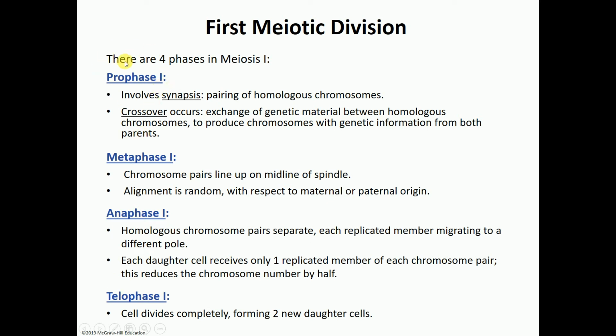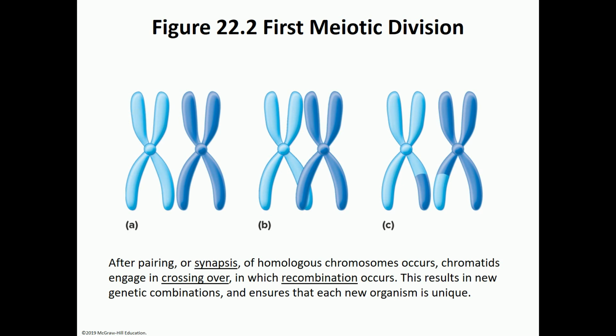So prophase 1 is very unique because it involves three different things. It involves synapsis, which is the pairing of these homologous chromosomes. It also involves a process known as crossover. And I'm going to go here in order to understand the crossover and recombination.